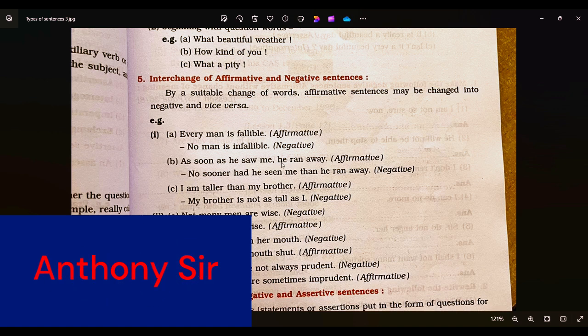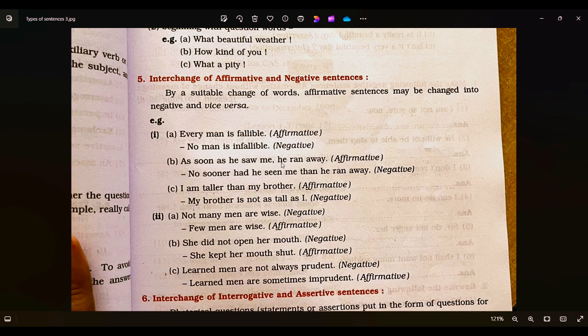So what will happen? The meaning of the sentence will not be changed. This is a very important rule: when you are changing from affirmative to negative, you are not supposed to change the meaning. That means you have to put a negative word, and at the same time you have to change one of the words to its opposite. You have to choose the opposite.